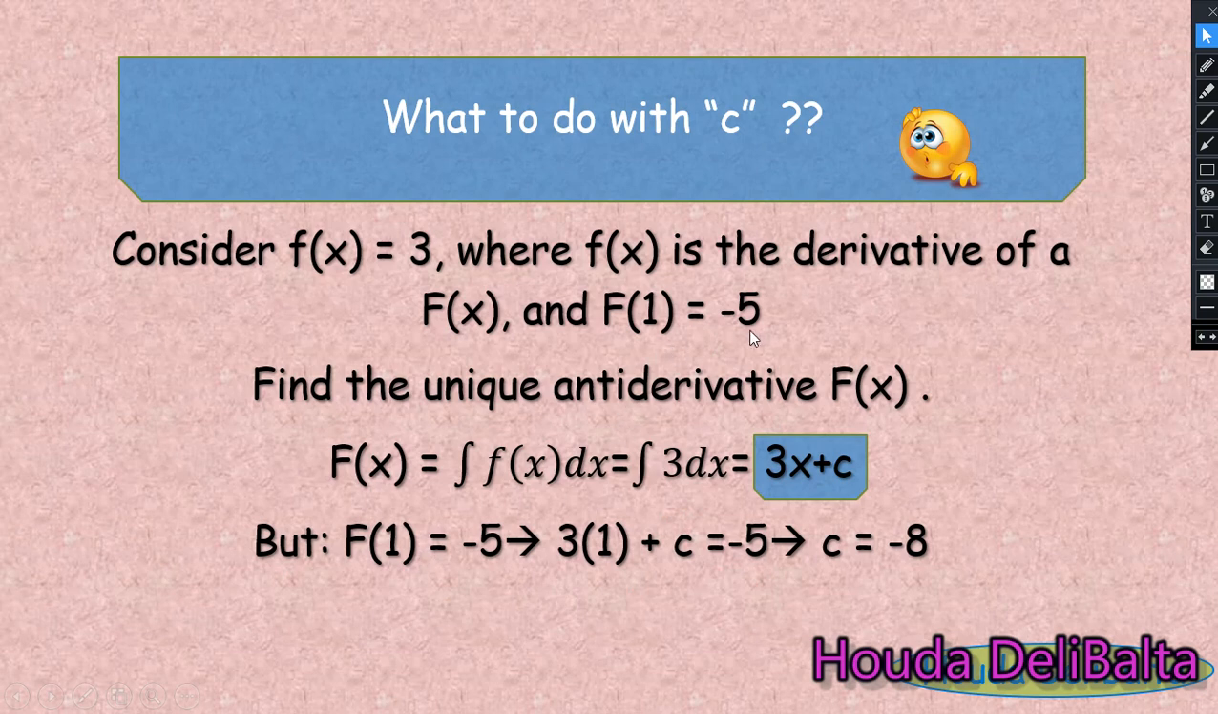F of 1 equals minus 5. Then all I have to do is to replace x by 1. So I take this value here, I replace x by 1. I will get 3 plus c is minus 5, thus c is minus 8. And thus the only antiderivative for this function with this condition is 3x minus 8, and there is no other antiderivative. And that's why I tell you here to find the unique antiderivative. Because this condition leads me to this c, and thus we have only one antiderivative for this function under this condition.